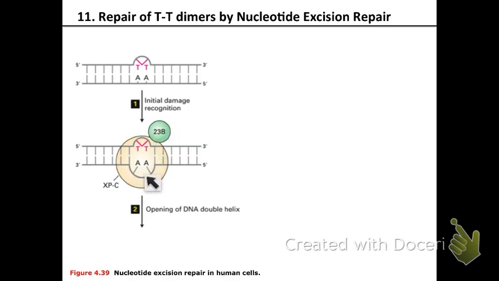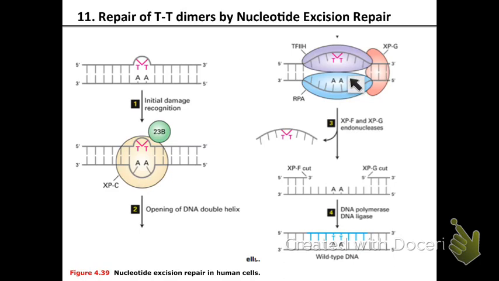So what they do is they recognize these damages and they bind to it and they start changing the conformation of the DNA to start opening up the DNA double helix. And then they also recruit other proteins. And these proteins are RPA, TF2H, and XPG. TF2H has a helicase activity. You can remember it from TF2H, H for helicase. It opens up the DNA molecule here, about 25 bases or so, and then recruits some other proteins.